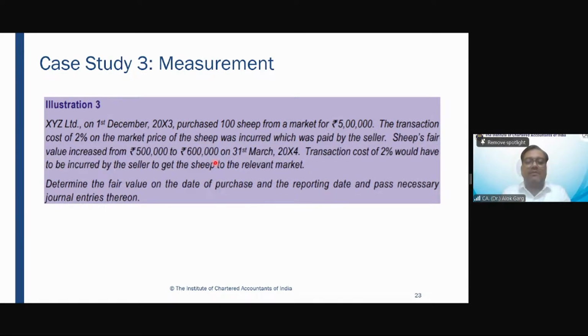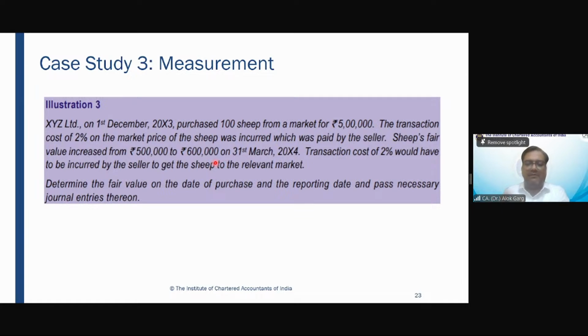Yes, even the subsequent measurement will happen at fair value less cost to sell. The fair value is 6 lakh. Cost to sell is 2%. So 6 lakh minus 12,000 gives 5 lakh 88,000. So from 4 lakh 90,000, it has become 5 lakh 88,000.